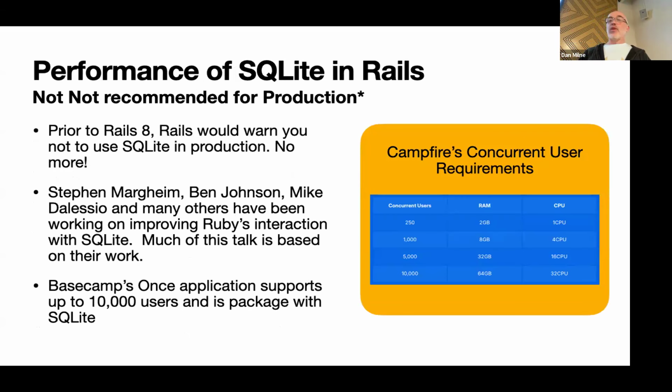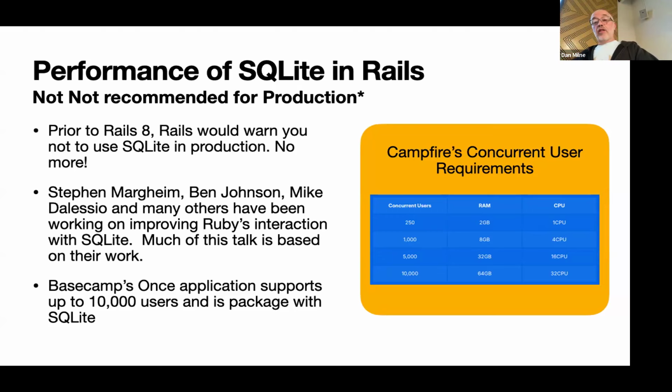All right. Prior to Rails 8, when you started a production app with SQLite, you got this message that it's not recommended for use in production. But these guys, Stephen Margheim, that's Fractaled Mind, Ben Johnson and Mike Dalessio, and a bunch of others, I'm sure, have been doing heaps of work on the Ruby side of SQLite to make its performance much, much, much better. It's worlds apart from what it was.